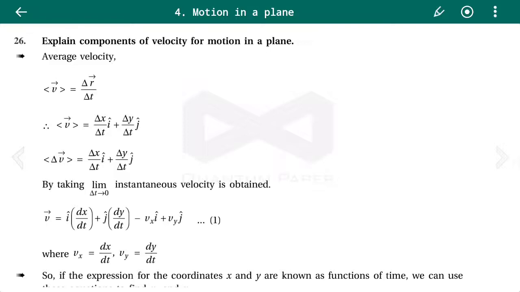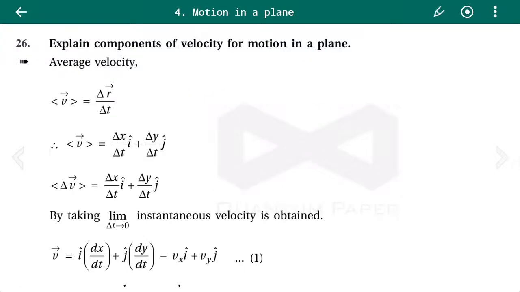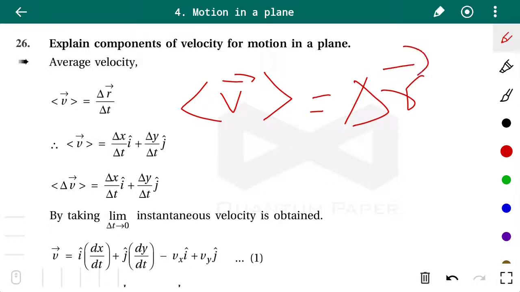We know that velocity is nothing but the displacement upon time taken, and average velocity is nothing but the displacement in a particular time interval. So here we are talking about the velocity for an object that is moving in a plane, and we know that the average velocity, its symbol is like this. Velocity is to be written in such a bracket. It is equal to the displacement. So for the displacement in the plane, it should be delta r vector in time interval delta t.